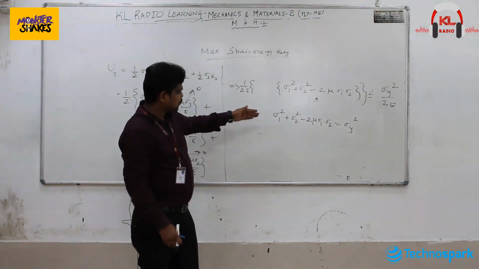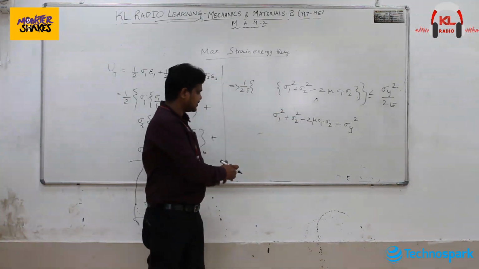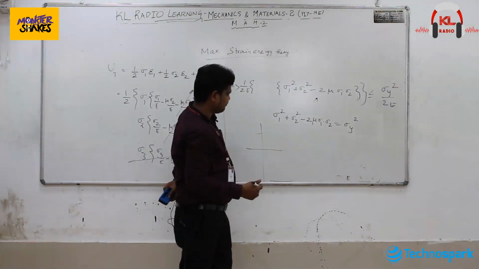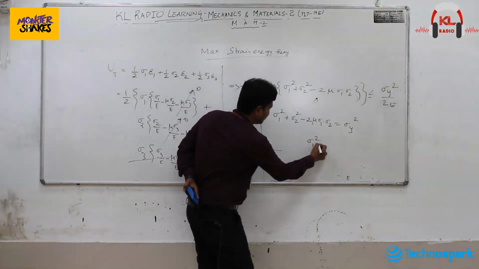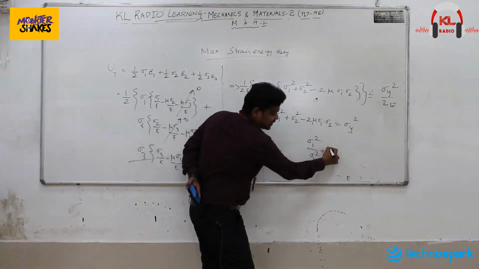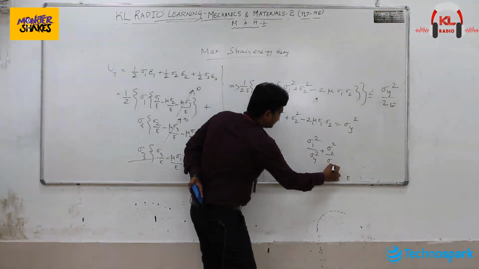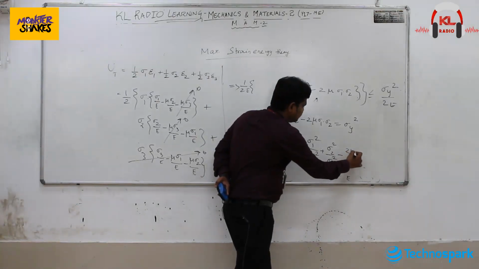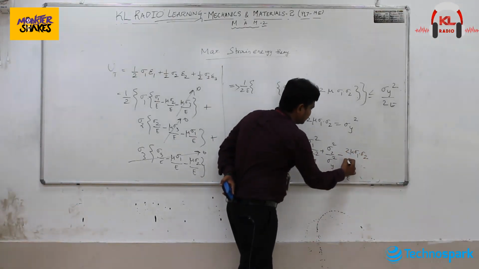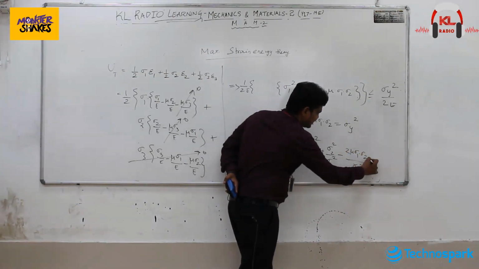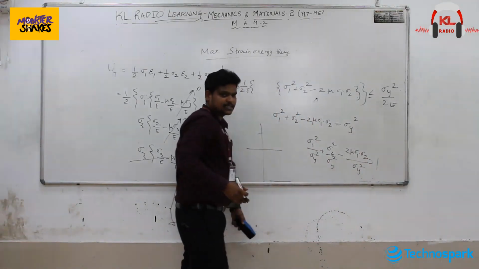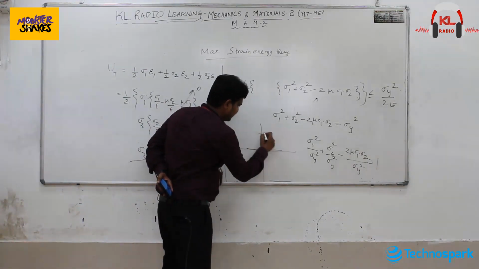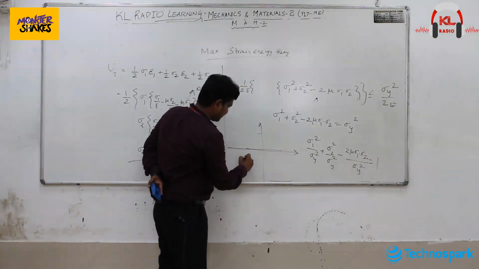If we try to develop the region of safety for this equation and further simplify, we will get sigma 1 square by sigma y square plus sigma 2 square by sigma y square minus 2 mu sigma 1 into sigma 2 divided by sigma y square is equal to 1. And this is nothing but the equation of an ellipse. So for the region of safety, we will get an ellipse in an inclined fashion.